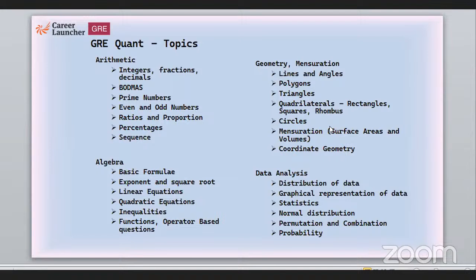Go ahead, Swati. I had one question. Similar to this, will there be a mock session for the verbal part as well? Normally we conduct this open session for the quant part. I think this cycle is going for the quant, but if you want a verbal session, we can arrange it on a one-to-one basis for you. That's not a problem.